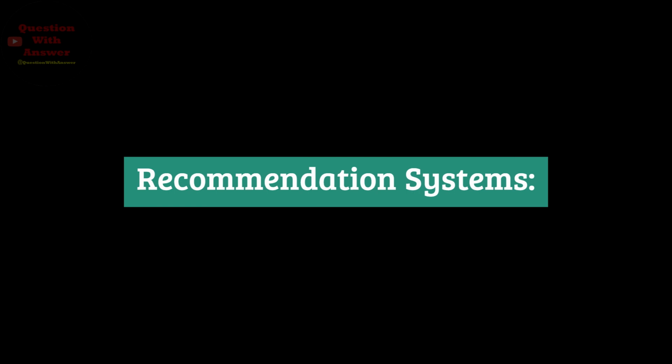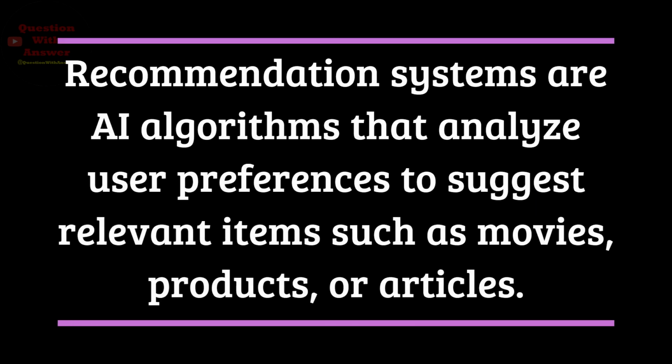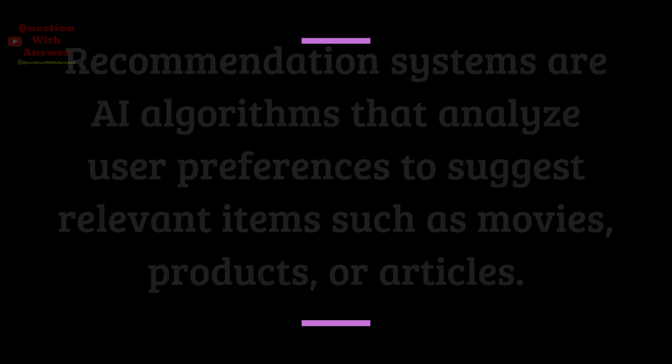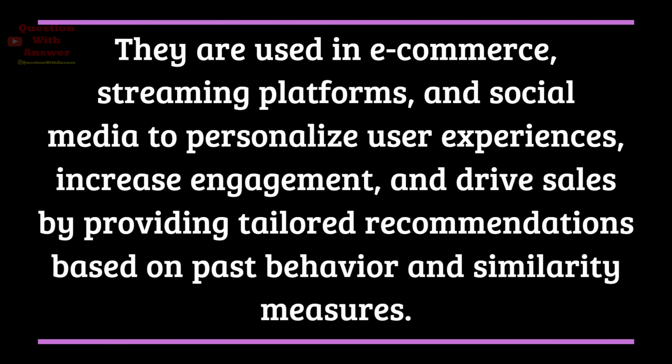Recommendation systems. Recommendation systems are AI algorithms that analyze user preferences to suggest relevant items such as movies, products, or articles. They are used in e-commerce, streaming platforms, and social media to personalize user experiences, increase engagement, and drive sales by providing tailored recommendations based on past behavior and similarity measures.